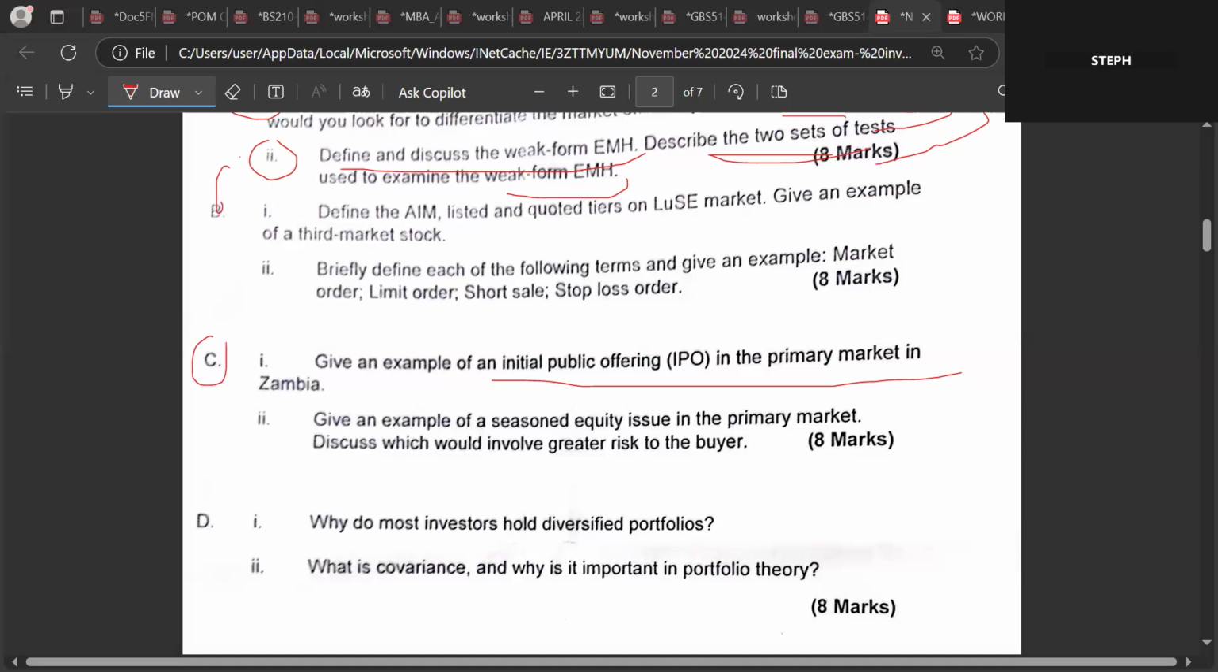So the reason why IPOs usually occur is when companies are trying to raise capital, right, for expansion or for the sake of debt repayment, as well as other corporate purposes. So it marks the transition of a company from private to public ownership because it now enables that company to access a larger or broader capital market. Yes. So that's how we execute this part here.